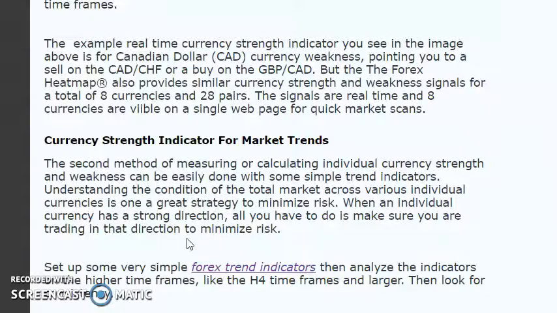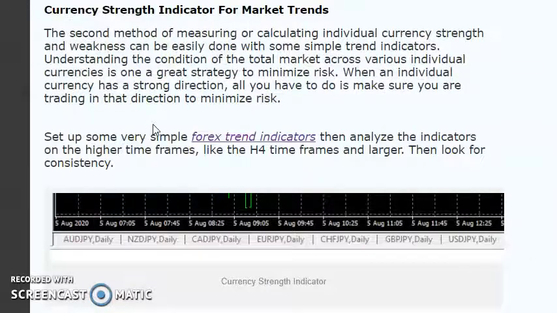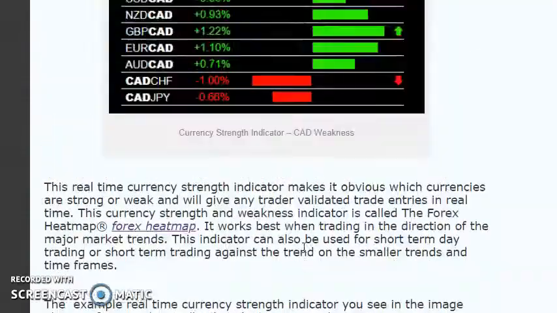Okay. Now, next thing you want to do is set up your trend indicators to evaluate which pairs are trending by individual currency so you can determine the currency strength. So what you want to do is set up, for example, all your yen pairs together. Okay? See how all the yen pairs are common on the cross currency. So if all of the yen pairs are trending higher, then you know that the yen is weak and you can trade much, much, much safer.